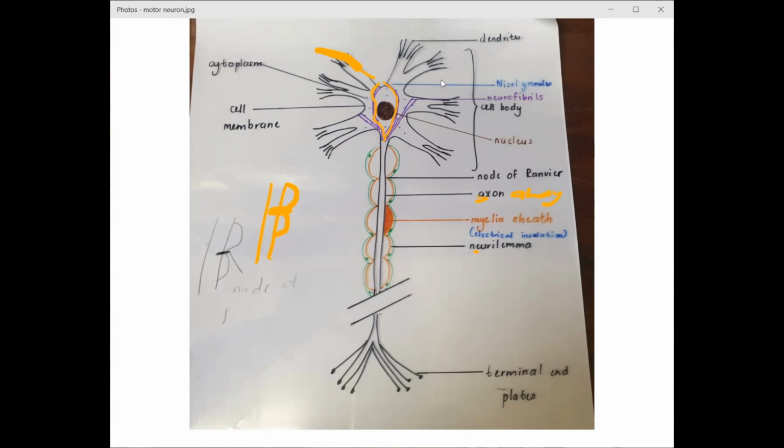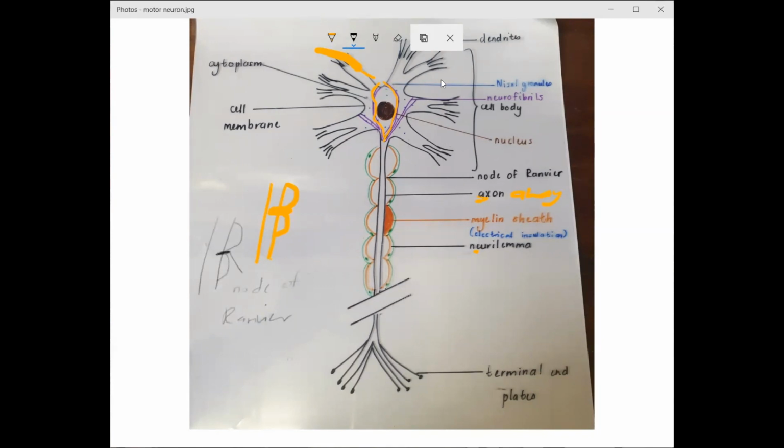That also helps to speed up the transmission of the impulse. The neurilemma is the membrane of the myelin sheath, which I drew in green. The neurofibrils are the path that the impulse travels on when it enters the dendrites. You also have Nissl granules.